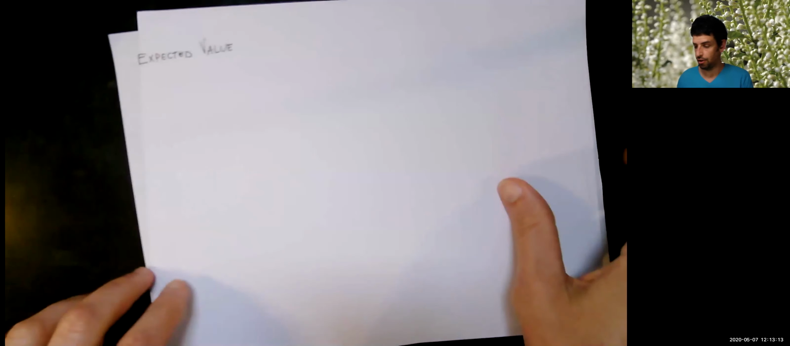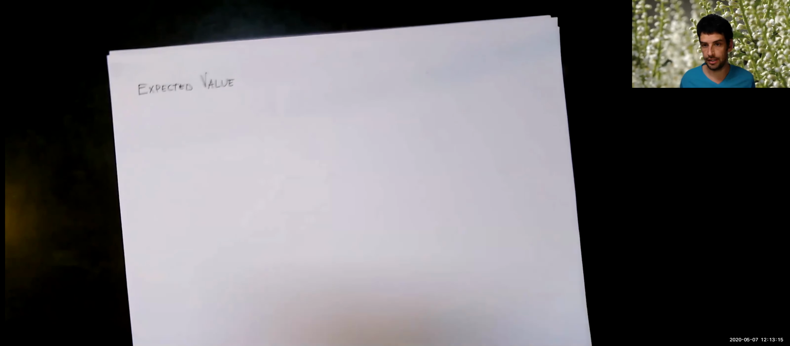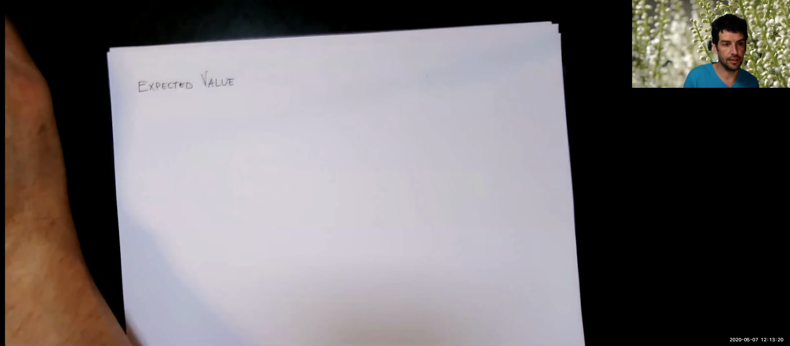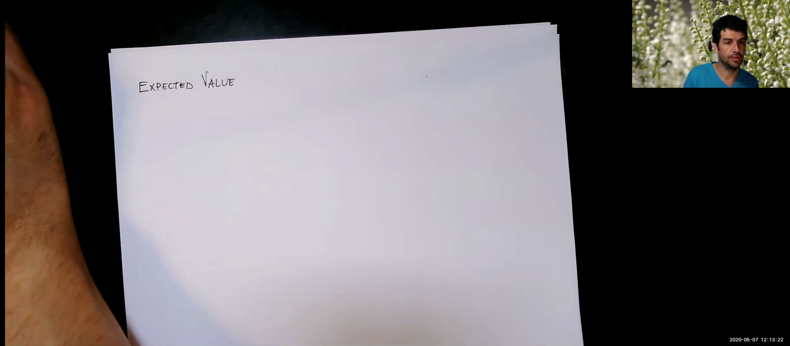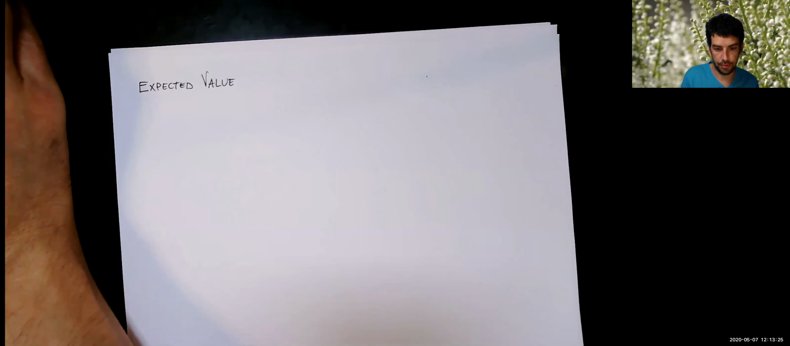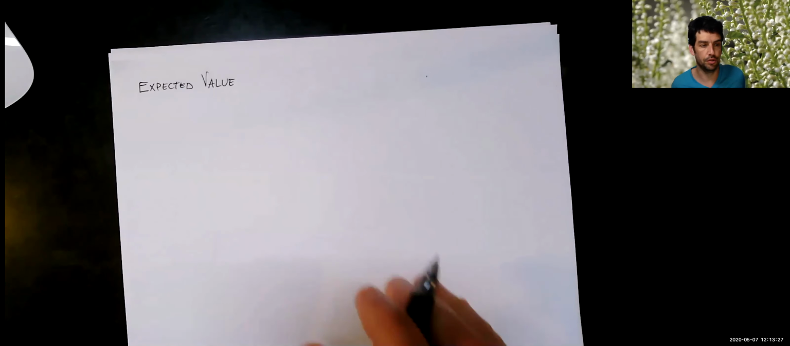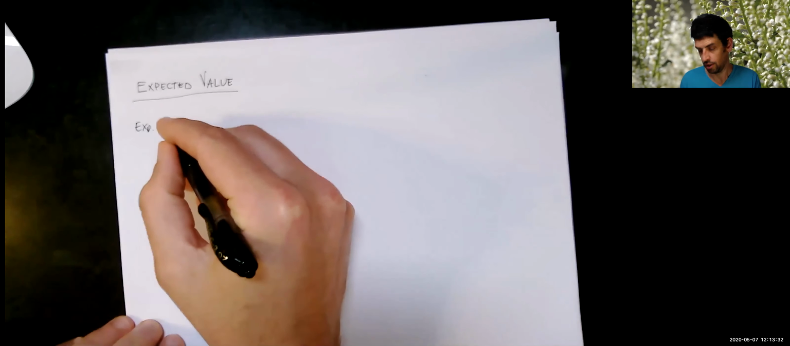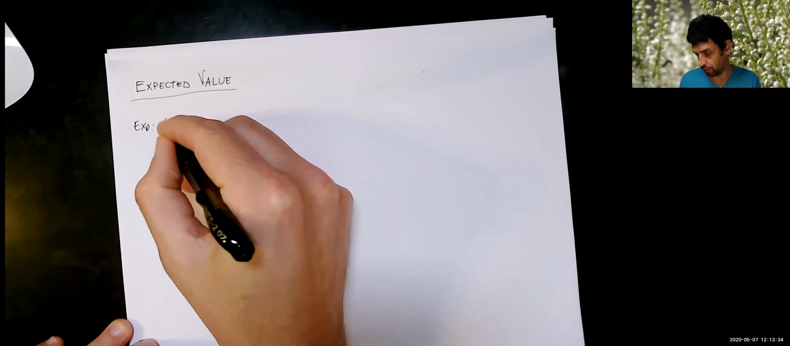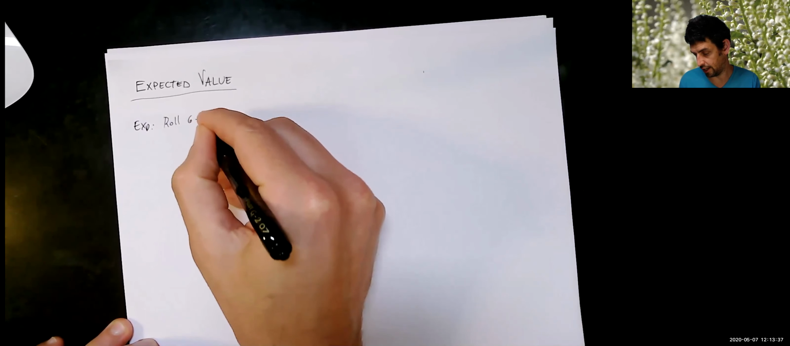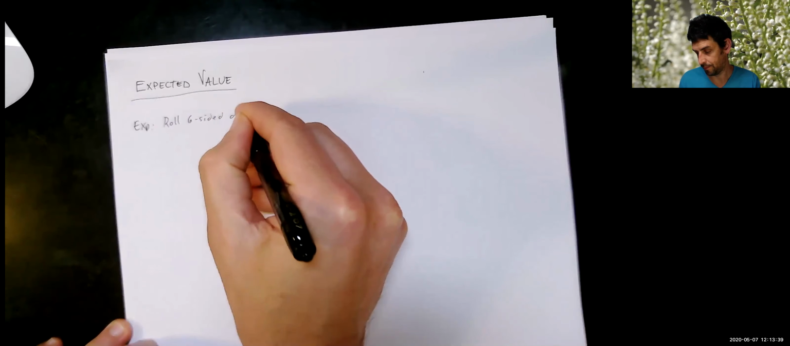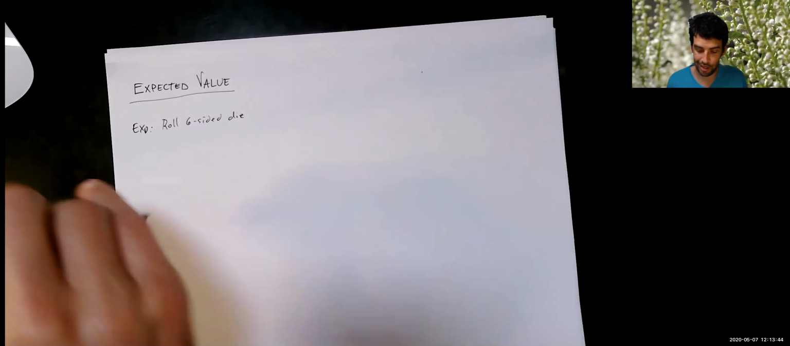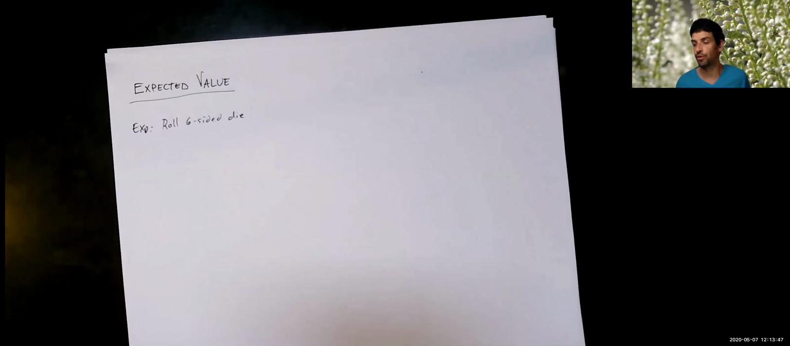Hey everybody. So we're going to talk today about an idea called expected value. I'm going to start explaining this by use of an example. Suppose that we were to conduct the experiment. We're going to roll a six-sided die. Now, I might ask you the question, what am I expected to get when I roll the die?